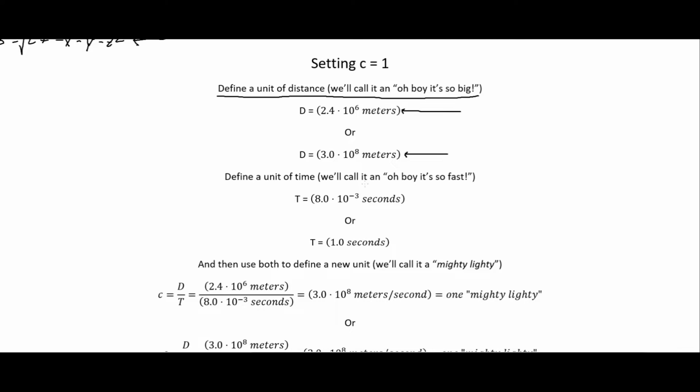Then we define a unit of time, and I called it an "oh boy, it's so fast." If we're using this one here, we could define it as 8.0 times 10 to the negative 3 seconds. If we're using this one right here, then we would define it as just 1 second.